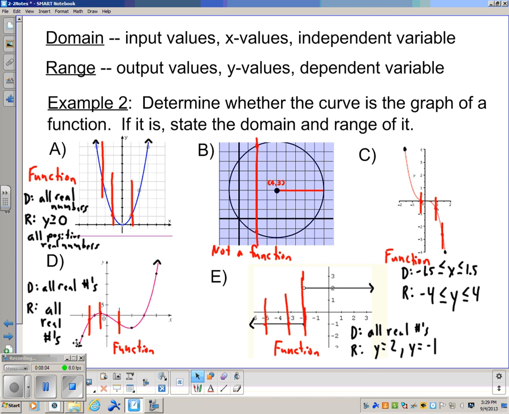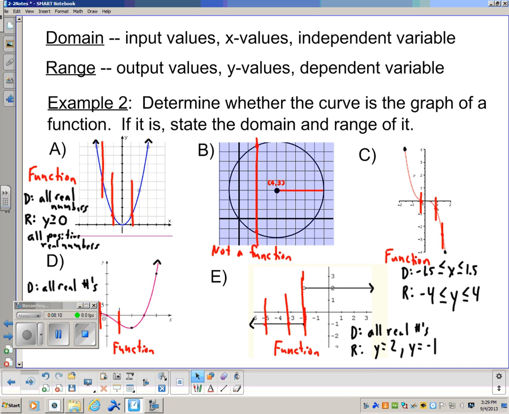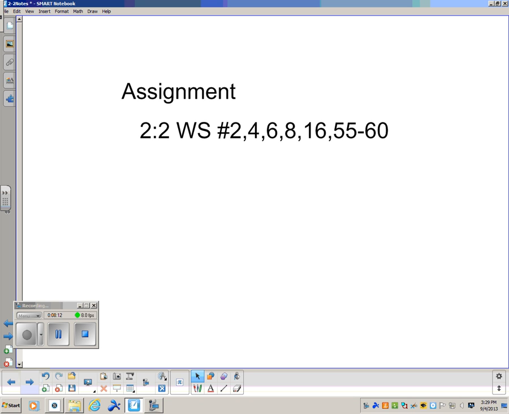So let's go on to our next ones over here, and I'm going to move this out here a little bit. All right, so actually we don't have any more. Look at your 2-2 worksheet. You can do 2, 4, 6, 8, 16, and then 55 through 60. If you could work on those, and if you have questions, make sure you ask.